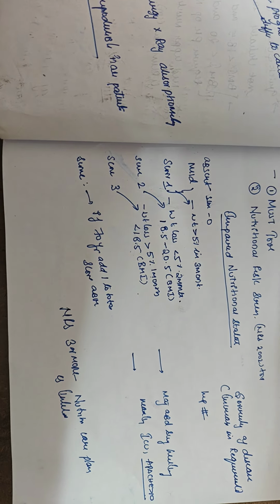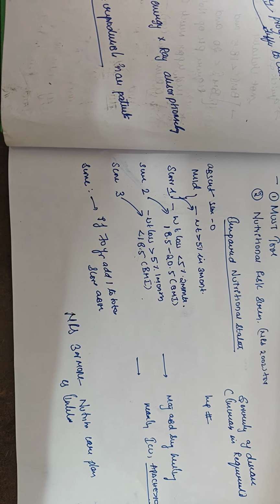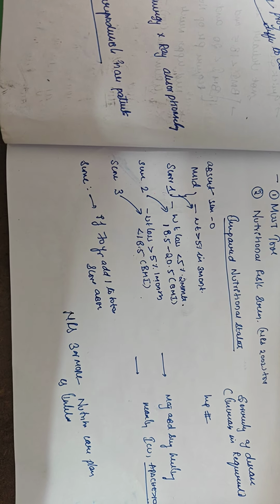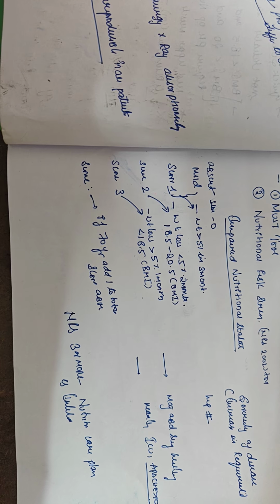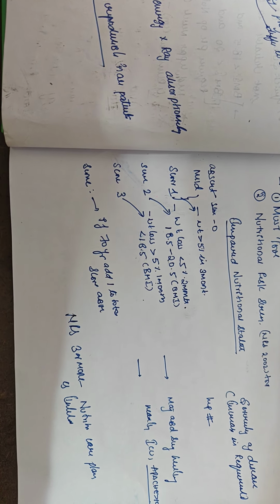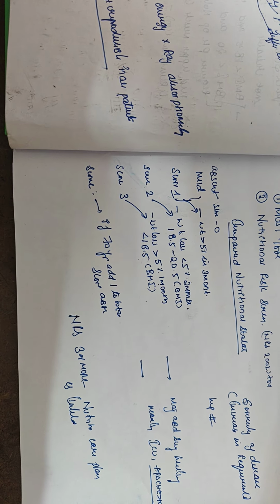So if you observe carefully here, in the score 1, we are taking into consideration 3 months. If there is more than 5% weight loss in 3 months. For score 2, we take into consideration a BMI of 18.5 to 20.5 with a weight loss less than 5% in 2 months. Here, weight loss more than 5% in 1 month with less than 18.5 BMI.